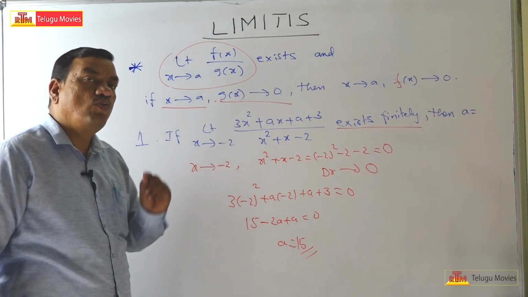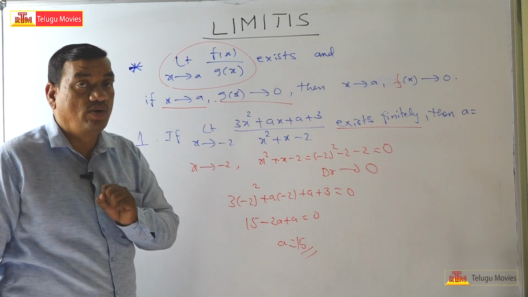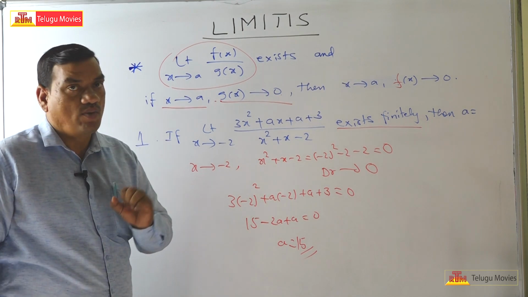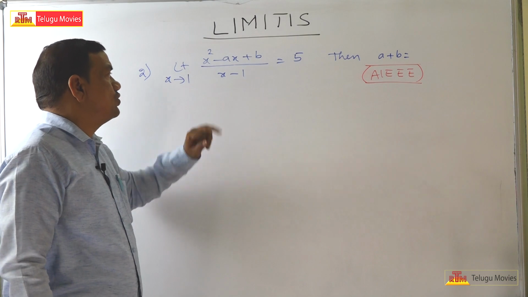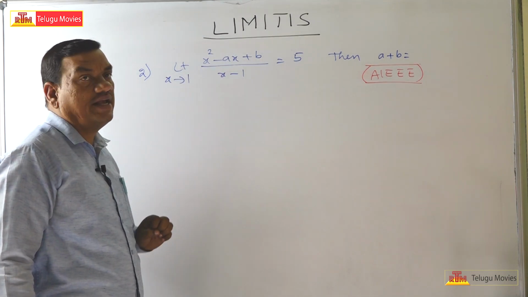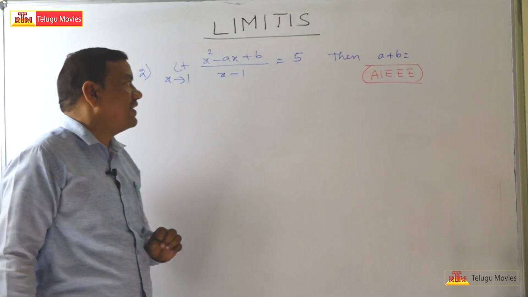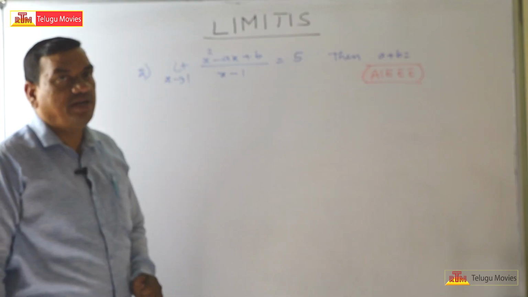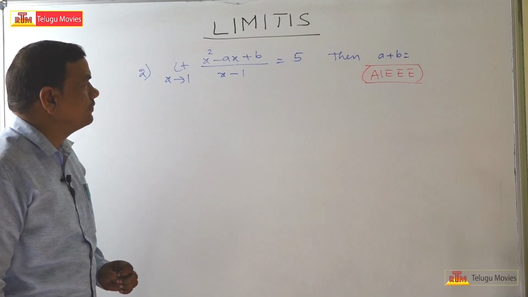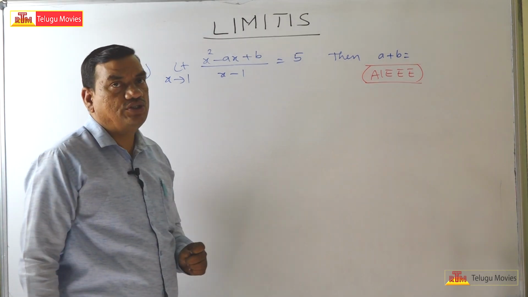Based on this, there is one more very easy problem. Let us see that problem also. The limit as x tends to 1 of x square minus ax plus b by x minus 1 is equal to 5. Then the value of a plus b is? How to do this problem? What is the procedure?